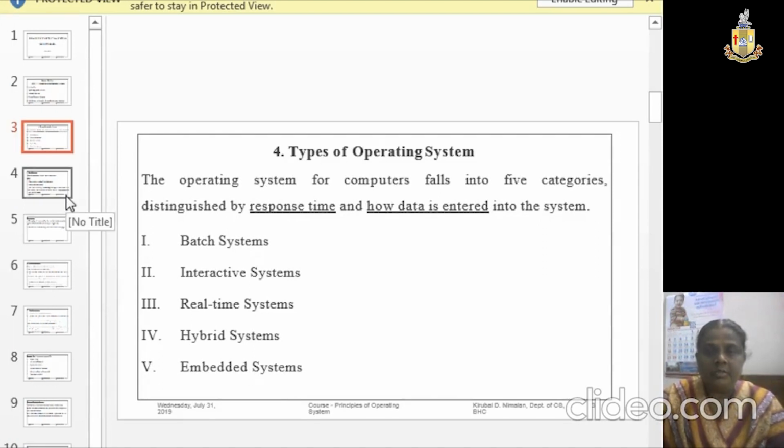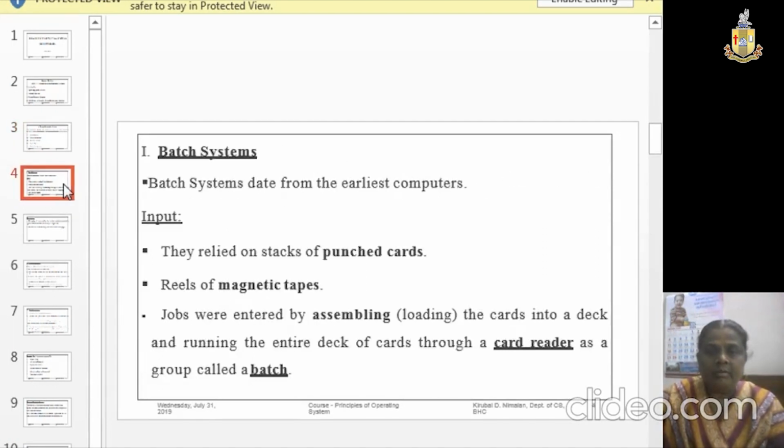The batch systems date from the earliest computers. They relied upon stacks of punched cards and reels of magnetic tapes. Jobs were entered by assembling or loading the cards into a deck and running the entire deck of cards through the card reader as a group called the batch, and so the name batch systems.